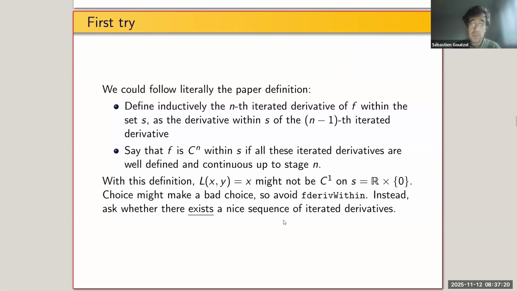And the reason that's a bad definition is that it's written in terms of this function f deriv within, which is using choice for the definition because of non-uniqueness of the derivatives, and so choice might be a bad choice here. So if you want a good definition, you should not rely on this function defined by choice. You should do something else. And instead of asking that this specific choice f deriv within is good, it's better to ask whether there exists some nice sequence of iterated derivatives.